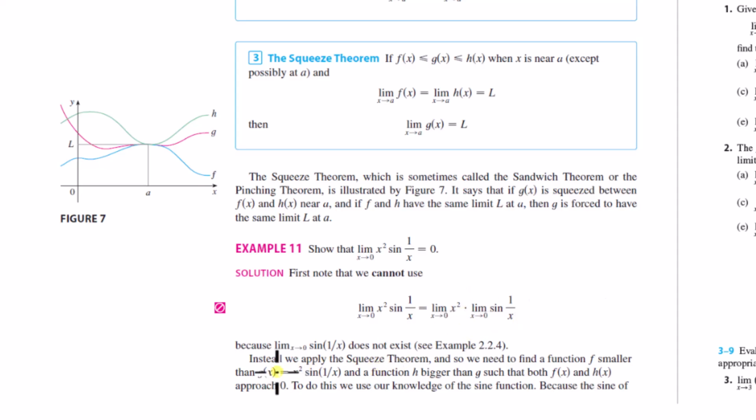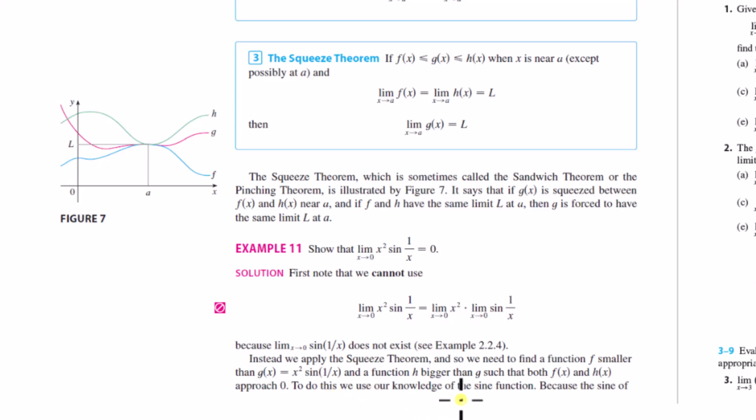Okay, so instead we apply the squeeze theorem. To apply the squeeze theorem, we have this function here, and we want to look for a function that is smaller than this function. They're calling this function g. So we want a function smaller than g, that'll be h, as well as a function larger than g, that will be f. In particular, f and h will be functions that we can find limits of.